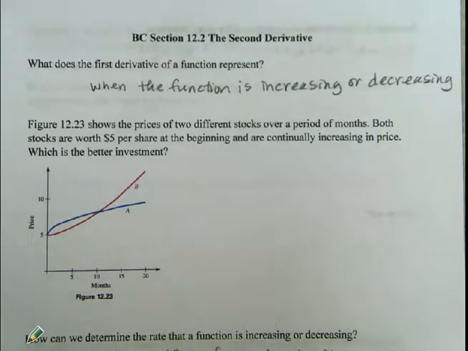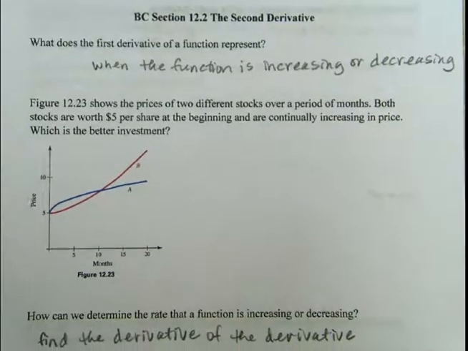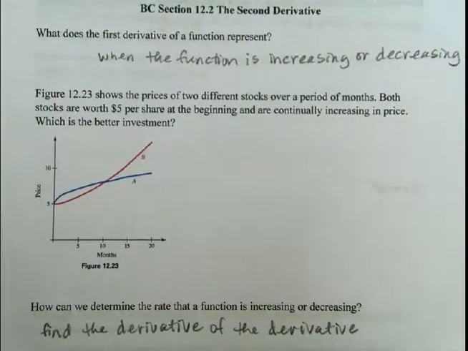So how can we determine the rate that a function is increasing or decreasing? Basically, what we need to find is the derivative of the derivative. So we're going to be looking for the second derivative, because how fast something rises or falls is important in a lot of different situations.